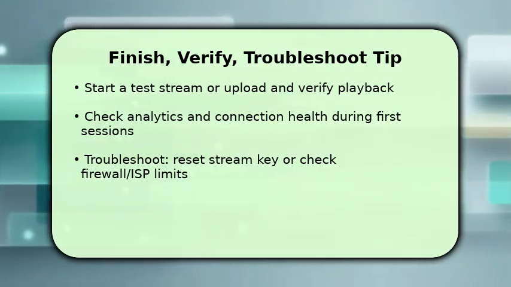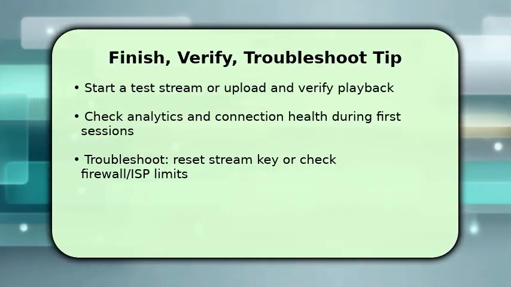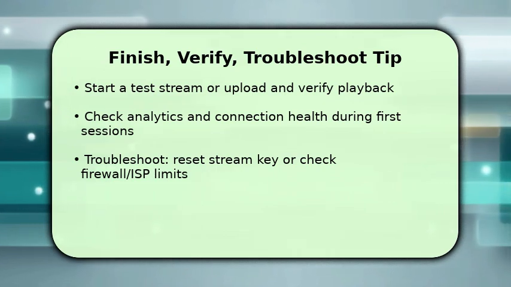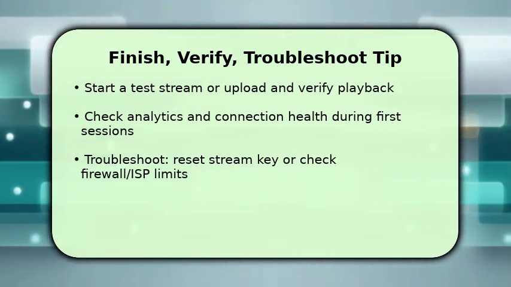If something fails, reset the stream key, reauthorize the app, and make sure your firewall or router isn't blocking RTMP. Contacting your ISP about uplink limits helps if bitrate keeps dropping.